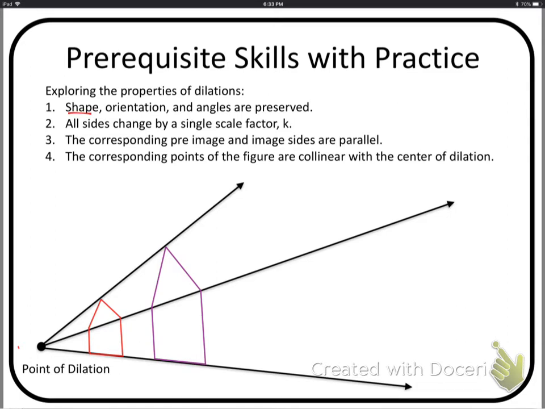The orientation of the house, right? The house didn't move in any way. The roof is where the roof is. The door is where the door is. I know I didn't draw a door. And all the angles have been preserved. So all these angles stay the same.